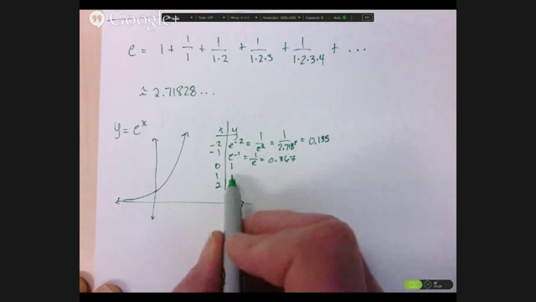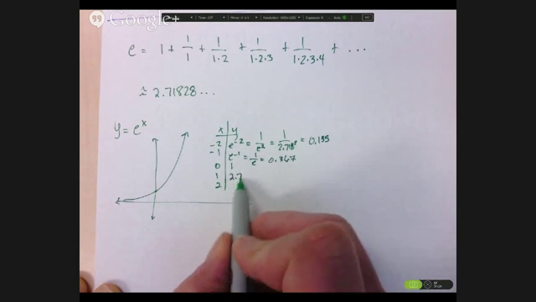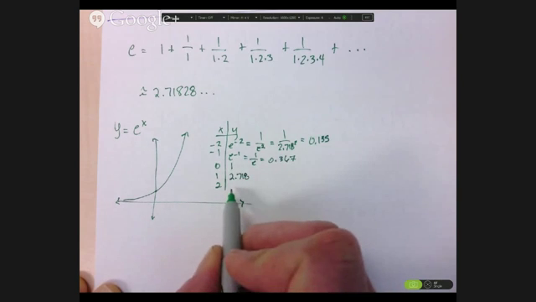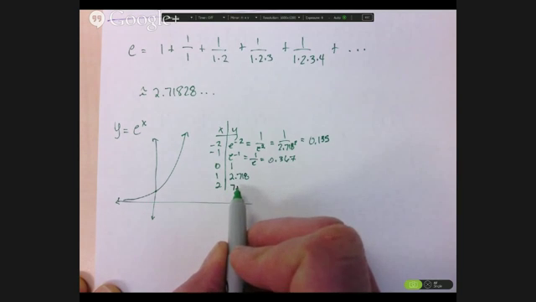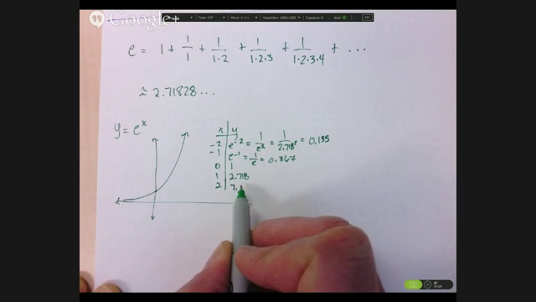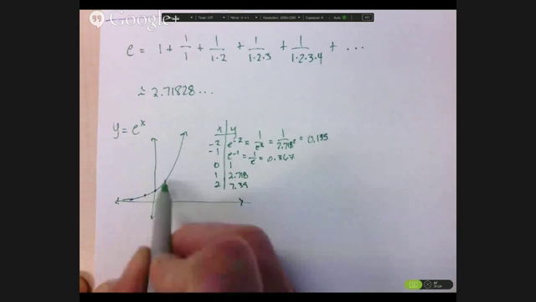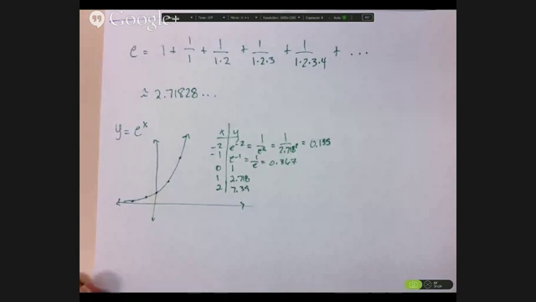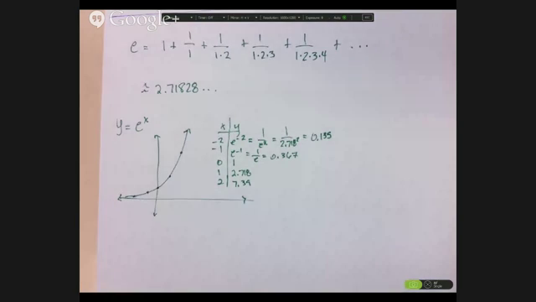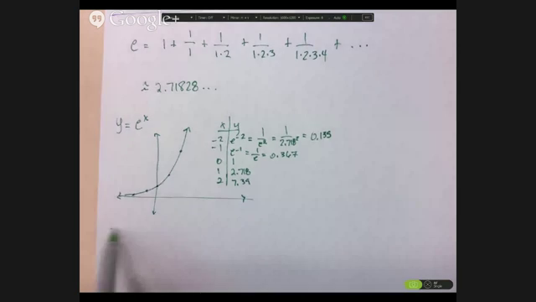E to the 1? 2.71, yeah, that's e. And e squared. 7.39. You're up, Zach. 7.89. Okay, so you can see this starts to grow exponentially. Okay. Get used to calculating with e, because you're going to use it.